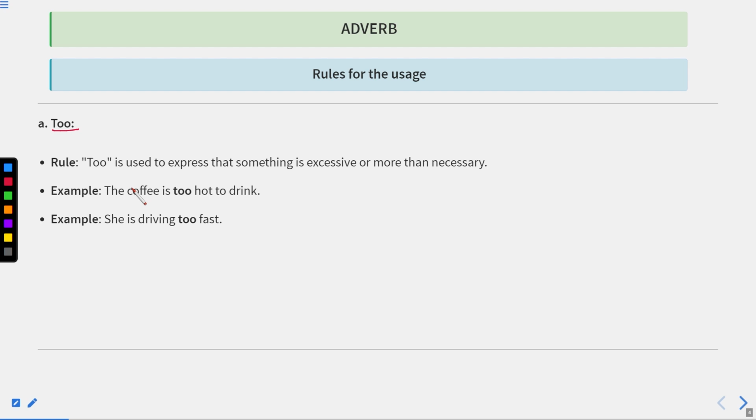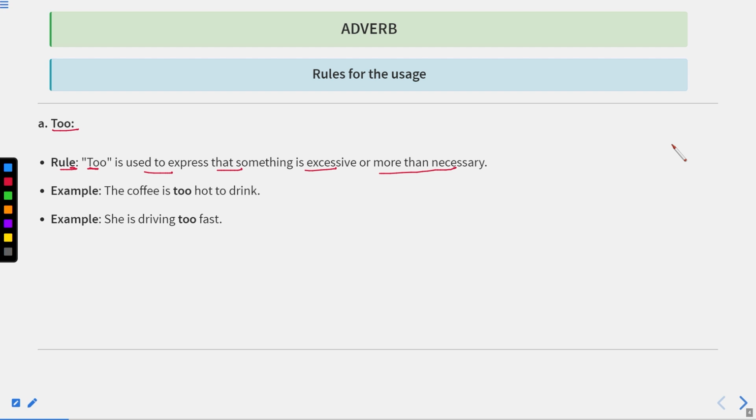So first of all, we have the word too. Now, what is the rule for too? Too is used to express that something is excessive or more than necessary. When we say too for something, too is actually an adverb which qualifies something, or which tells us that something is very, very much or extremely much. It means it is more than, or beyond, extreme. Everything has a limit, but if we go beyond that limit, that gives us a negative sense.